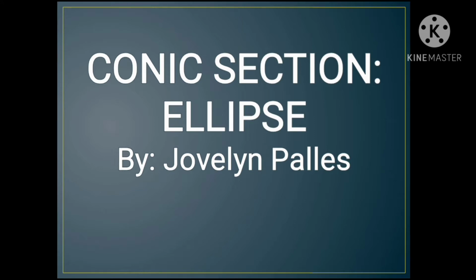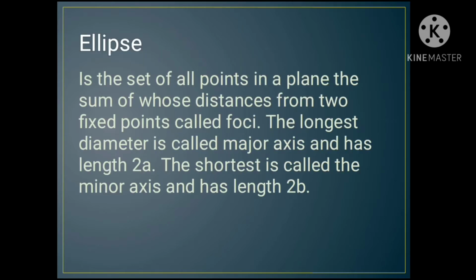Good day everyone, my topic is all about conic section ellipse. Ellipse is the set of all points in a plane, the sum of whose distances from two fixed points called foci. The longest diameter is called major axis and has length 2a. The shortest is called the minor axis and has length 2b.